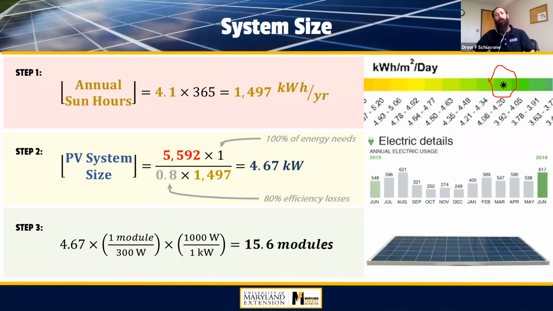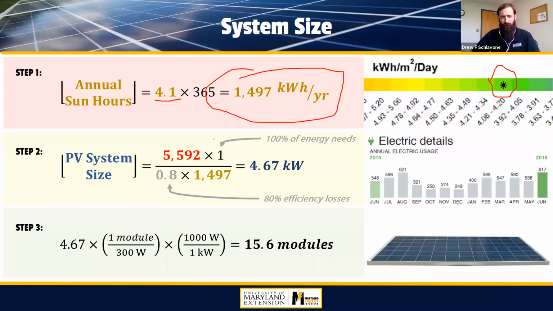So in step one, first what I'm doing is taking the total sun hours that I have available here in the Hagerstown area. It's 4.1, and I am multiplying that by 365 to get the total annual energy available from the sun. In this case, I come out to almost 1,500 kilowatt hours each year. So that's the first step, understanding how much sun you have available.